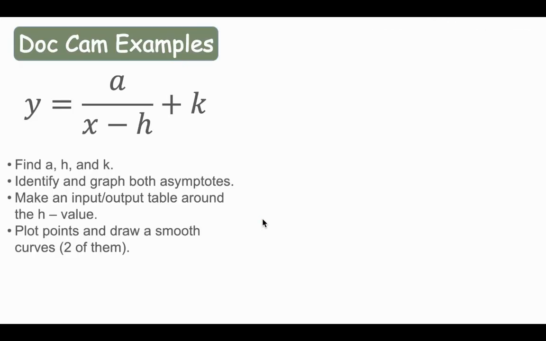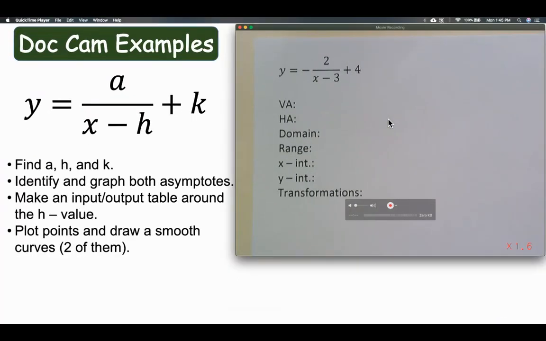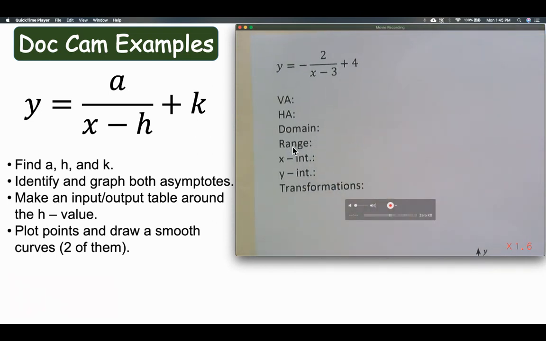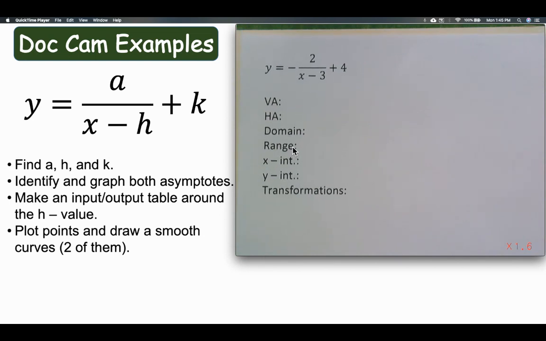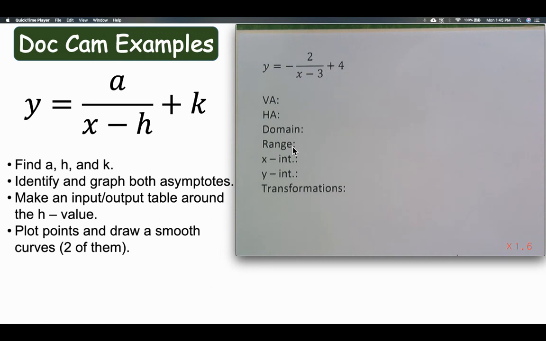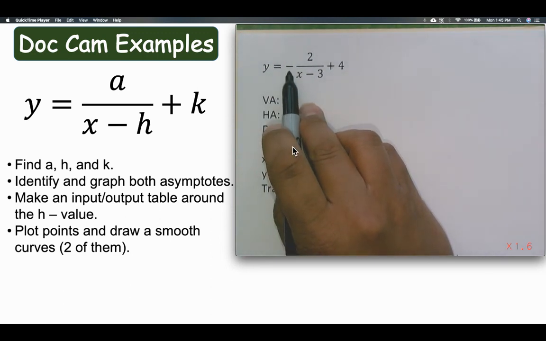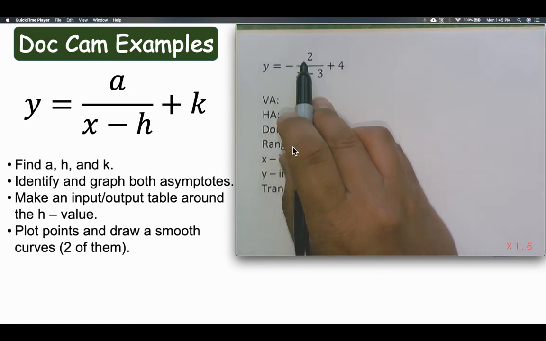All right. Okay, so let's go ahead and do some DocCam examples. And we'll just keep this right here. Find A, H, and K, identify your asymptotes. So I'm going to follow these steps. And on here, I actually already have what normally they're going to ask you around. So with this first example, we have something a little bit new that we did not see in the PowerPoint example, which is this negative. Now, this negative out front is the same thing as putting the negative on the 2.